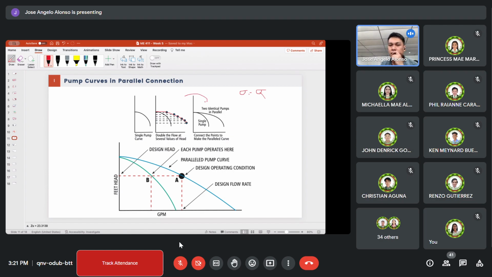So same lang siya dito, same lang siya dito. So again, kung saan nag-intersect yung ating system curve dun sa ating pump curve, then this will be the design operating conditions. So for example, the pump has a capacity of 100 gallons per minute at a total head of 100 feet. Then both of them, while they are in operation, is producing an output of 100 feet, while each of them has a capacity lang ng 50 gallons per minute.